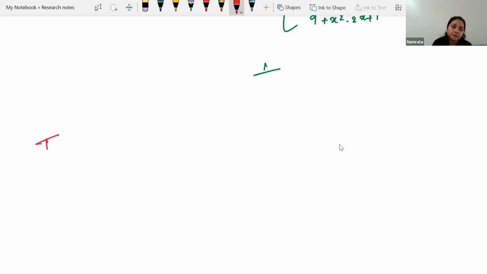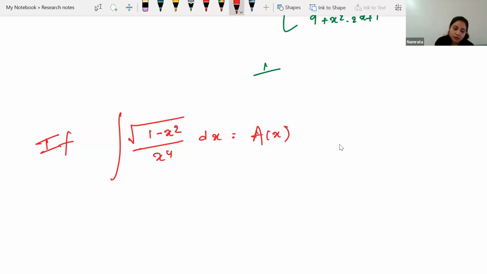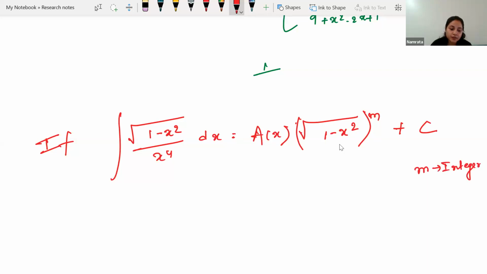If we are having the integration of under root 1 minus x square over x to the power 4 dx is equal to A(x) times under root 1 minus x square to the power m plus c, for a suitably chosen integer. Here m is an integer and A(x) is a function. C is a constant of integration.